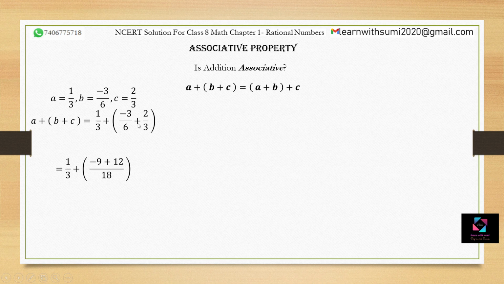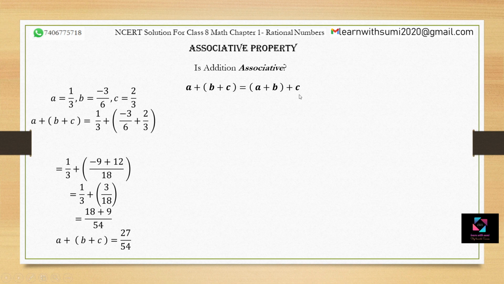After the addition, you just need to cross multiply. It is simple cross multiplication. 3 3s are minus 9 plus 6 2s are 12 divided by 6 3s are 18, plus 1 by 3 as it is. Now whatever resultant you get from here, you are supposed to add with this number. Now let's add, that is minus 9 plus 12 is 3 divided by 18 plus 1 by 3. After the addition, cross multiplication, you will get 18 ones are 18 plus 3 3s are 9 divided by 18 3s are 54. So you will get 27 by 54. We got the answer for LHS.